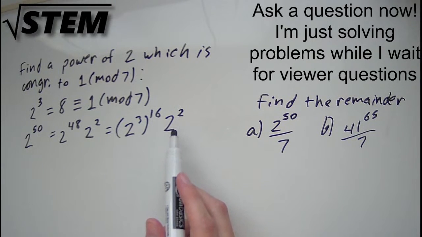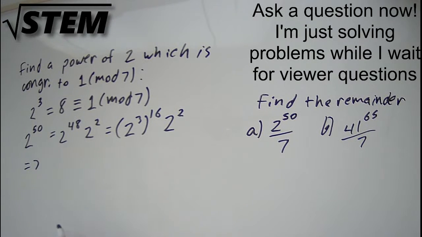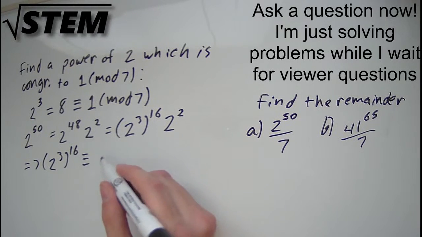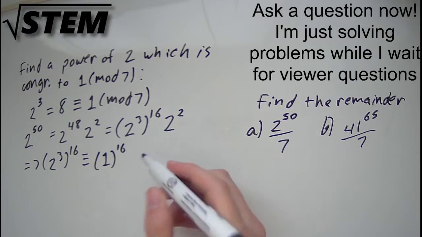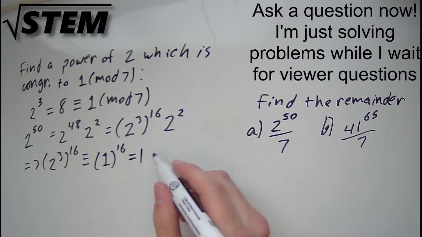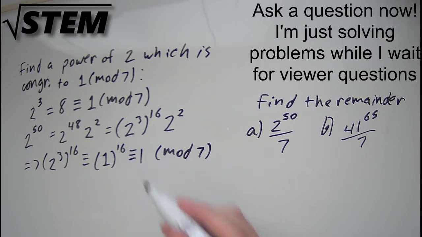So with this, we can say, using some theorem, that because 2 to the 3rd is congruent to 1, 2 to the 3rd to the 16 is congruent to 1 to the 16, and 1 to the 16th power is just 1, and we're still mod 7. That should probably be a congruence.